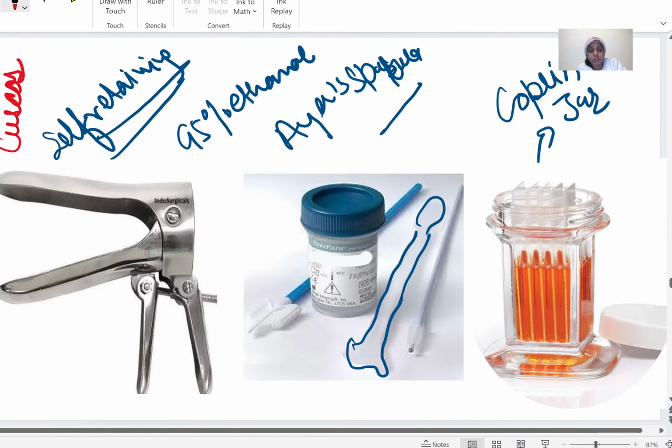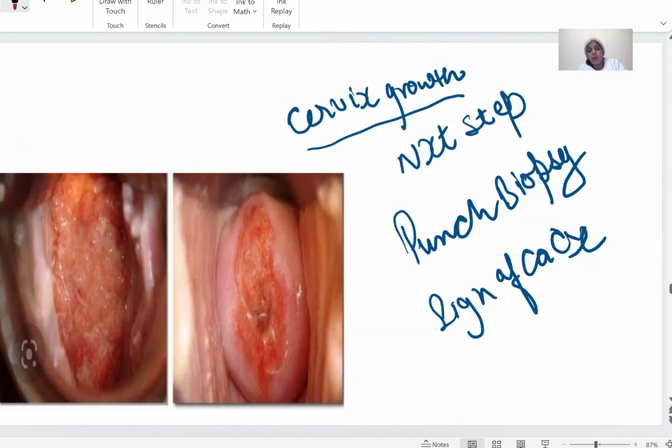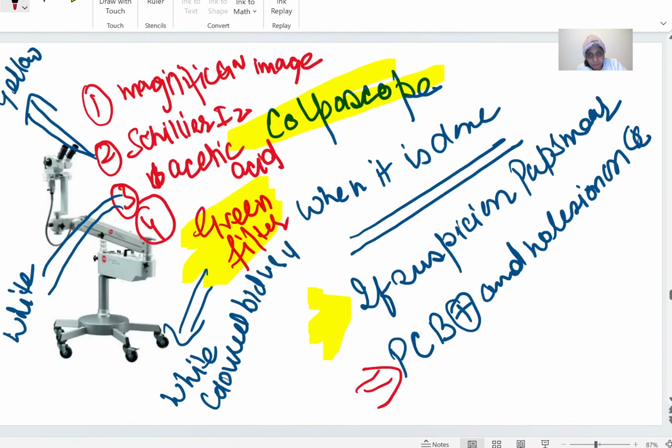Number one is the colposcope. Number 2 is the Ayre spatula, by which we take pap smear. Number 3 is the Coplin jar, in which we put the slide. Okay, this is a cervical growth, or you can say CA cervix. And if such a growth we see on the per speculum examination, then we have to take the punch biopsy. This is the colposcope.